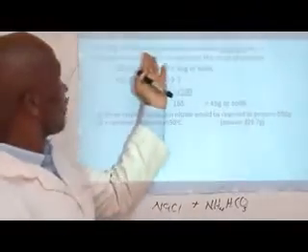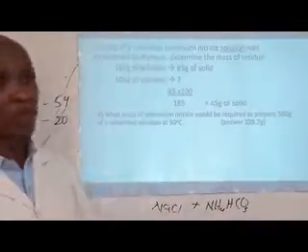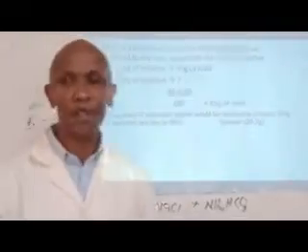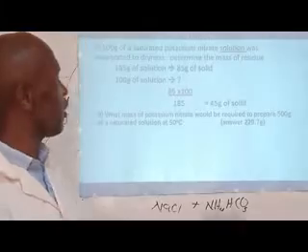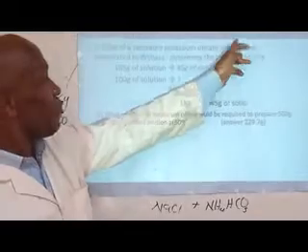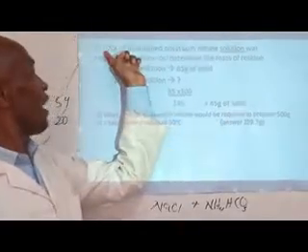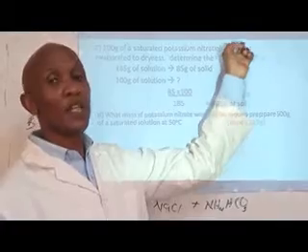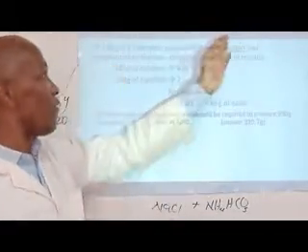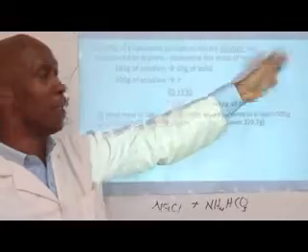100 grams of a saturated potassium nitrate solution was evaporated to dryness. Determine the mass of the residue. The residue, of course, is the mass of the potassium nitrate that was obtained. Now I have underlined one word here, solution, because we have 100 grams of the solution. We don't have 100 grams of potassium nitrate. We don't have 100 grams of water.